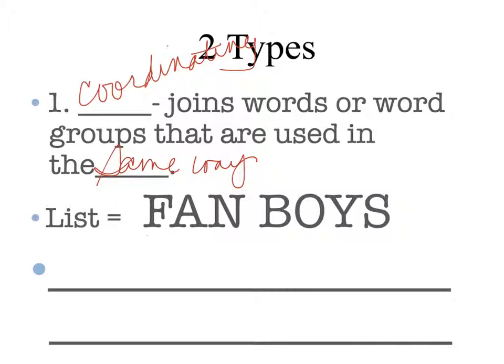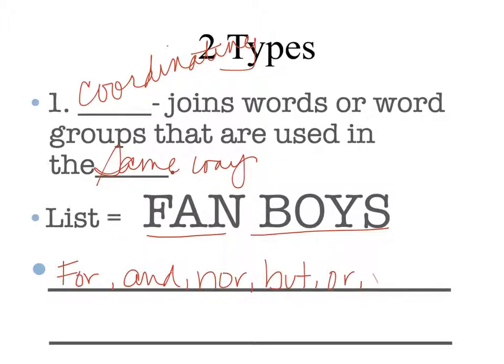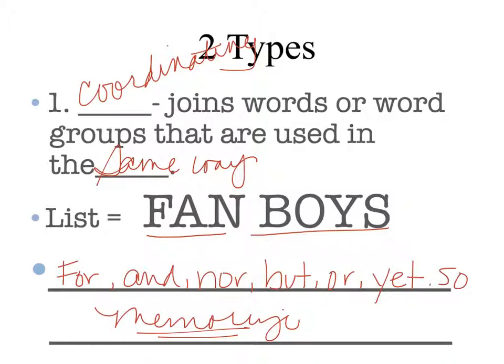The way that we remember the coordinating conjunctions is the acronym FANBOYS. This stands for for, and, nor, but, or, yet, so. Make sure that you put a note to yourself that you need to memorize the coordinating conjunctions. Memorize those coordinating conjunctions. They are very important. You can easily list them if you remember the acronym FANBOYS.